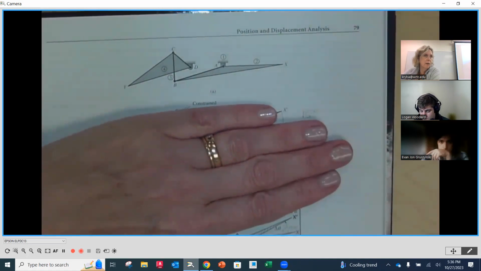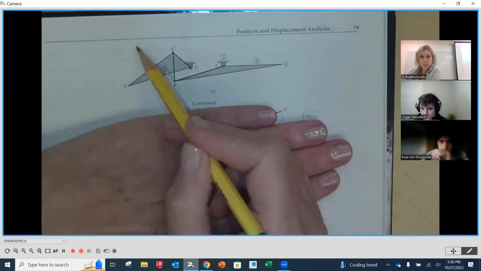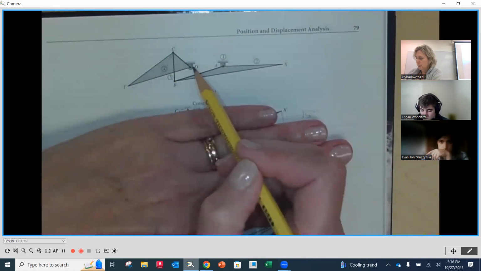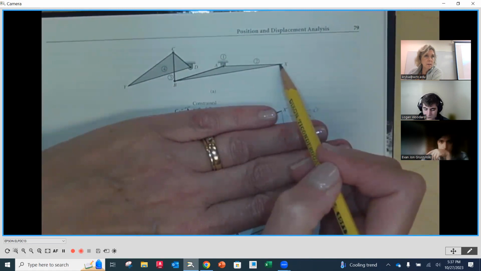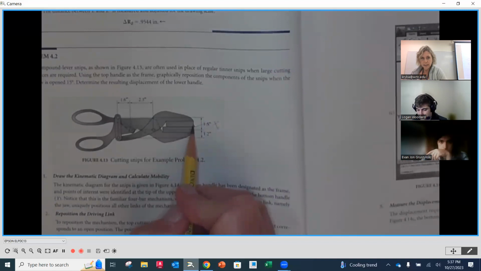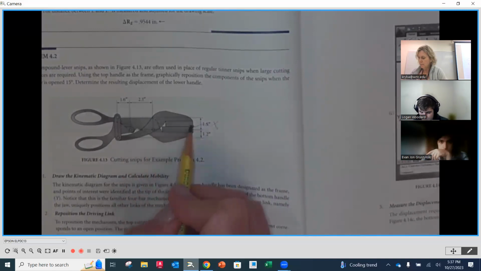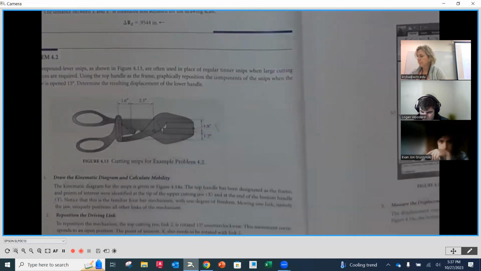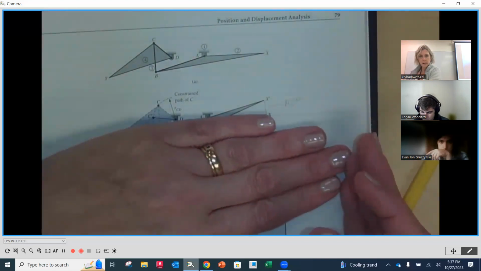Here is our kinematic diagram. This is going to be that bottom handle. This would be the top handle, where that loop is for the fingers. Over here is the top jaw in its closed position. So that point X is right here. This kind of comes over the top. Here is point A. And then this is X for where that's in its closed position. Now what we're going to do is take that and rotate it.